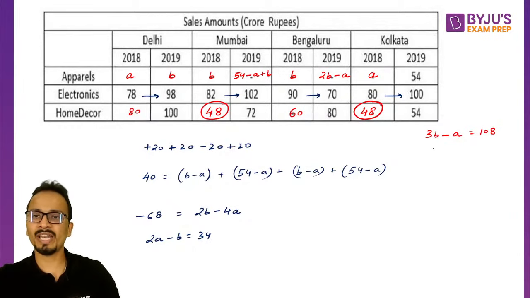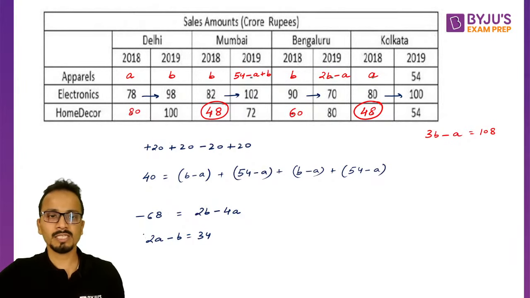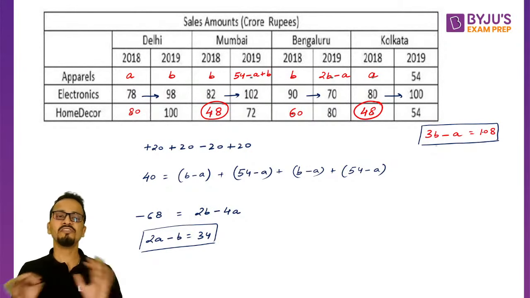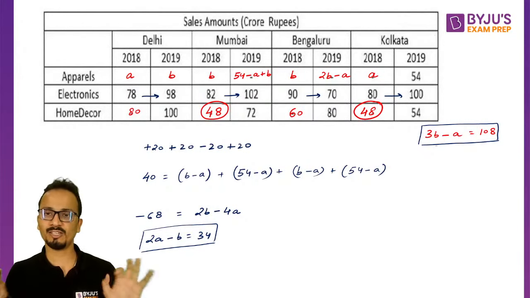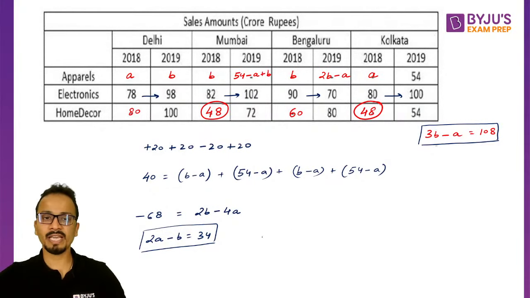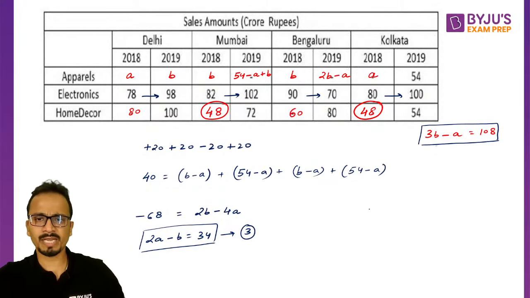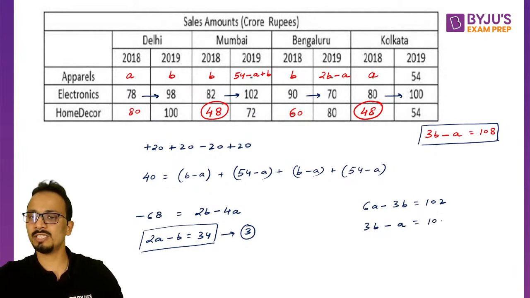Now I already had one equation which was 3b minus a equals 108. This is another equation. Now I have two equations. I will solve these two equations and will get the values of a and b very easily, and our job will be done. So let's quickly get the value of a and b. इस वाली equation को 3 से multiply कर देते हैं. So it will become 6a minus 3b equals 102, and ऊपर वाली इक्वेशन कॉपी कर रहा हूं मैं, 3b minus a is equal to 108.